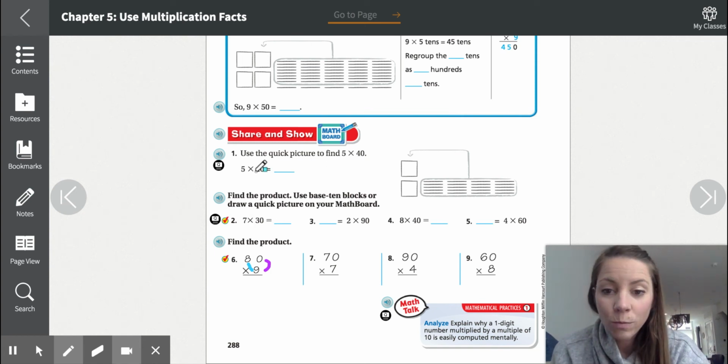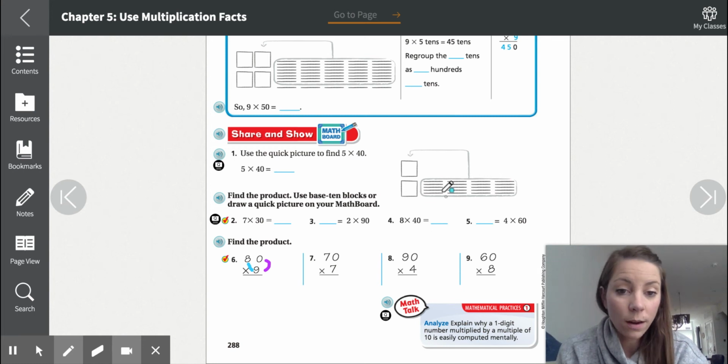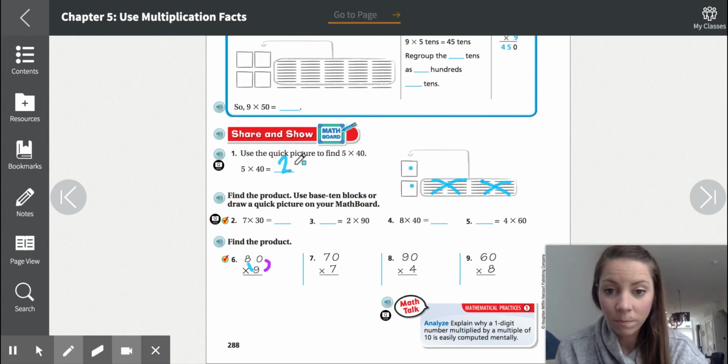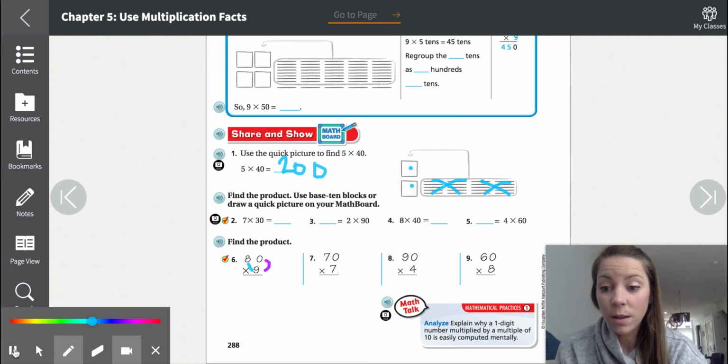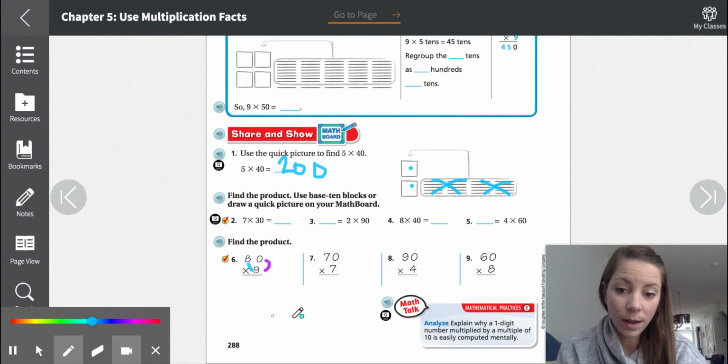All right, for number 1, 5 groups of 40, which is like 4 tens here. So I remember that 5 groups of 40, this is 5 groups here, 5 groups here. So these together would make 100, and then 5 groups here, 5 groups here. 5 plus 5 is 10, so that would make another 100. So 100, 200. Good job if you got that. All right, the next ones, we're going to draw these. I'm going to draw it on paper because it is not going to work if I draw it down here.